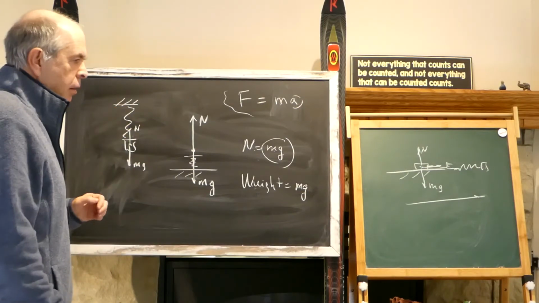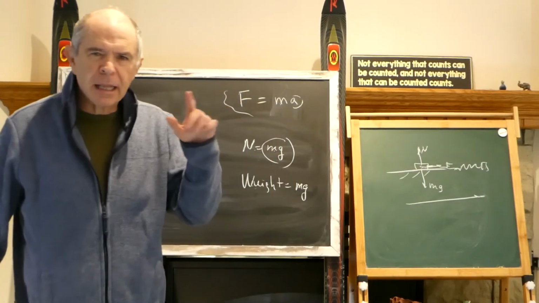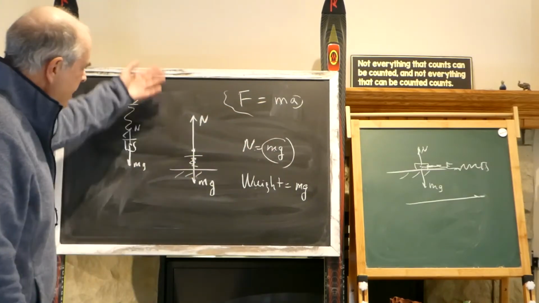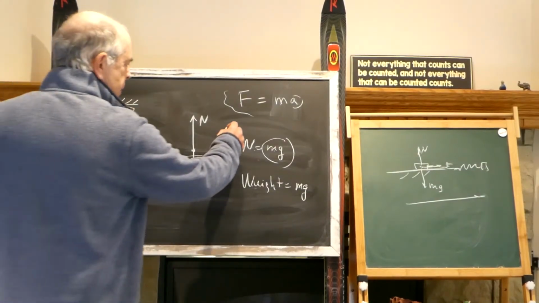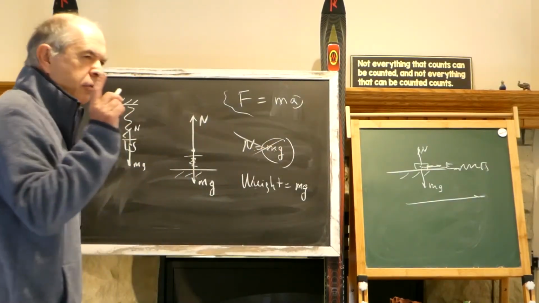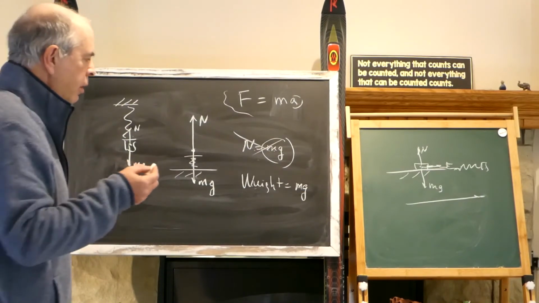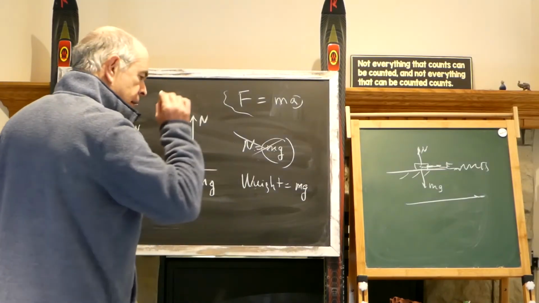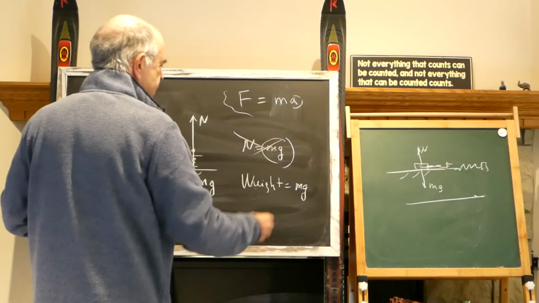Weight equals mg. But we talked about this in previous installments, that if this is in the elevator and the elevator is accelerating, this becomes invalid. So you have to be very careful about how you measure weight. You measure weight in a stable system, no acceleration whatsoever, everything is balanced.